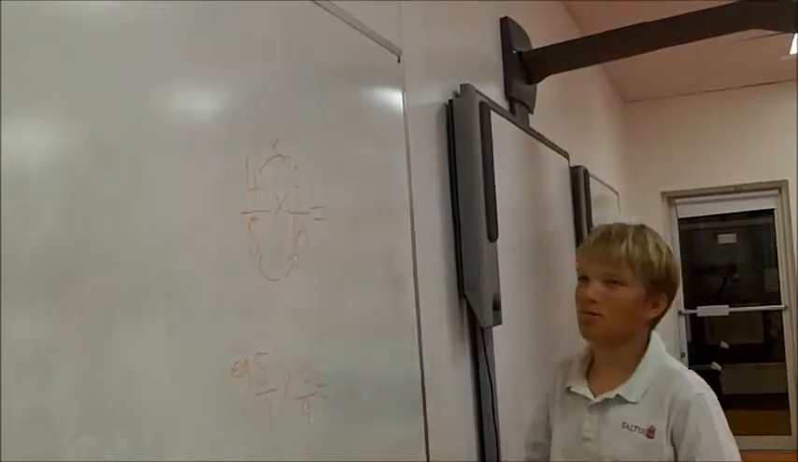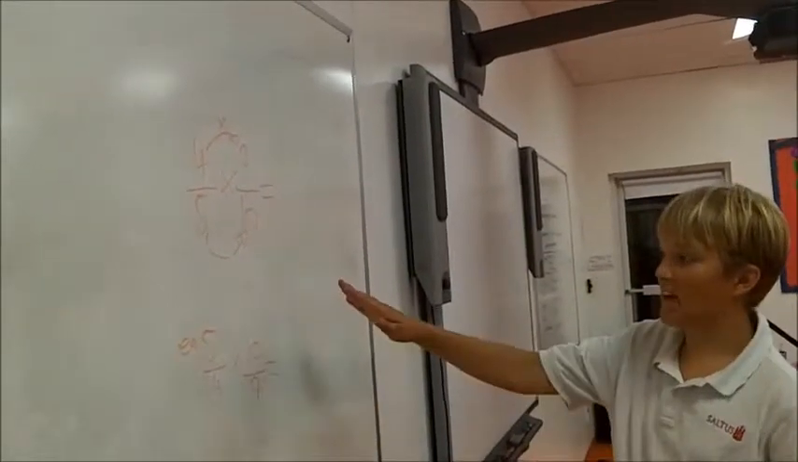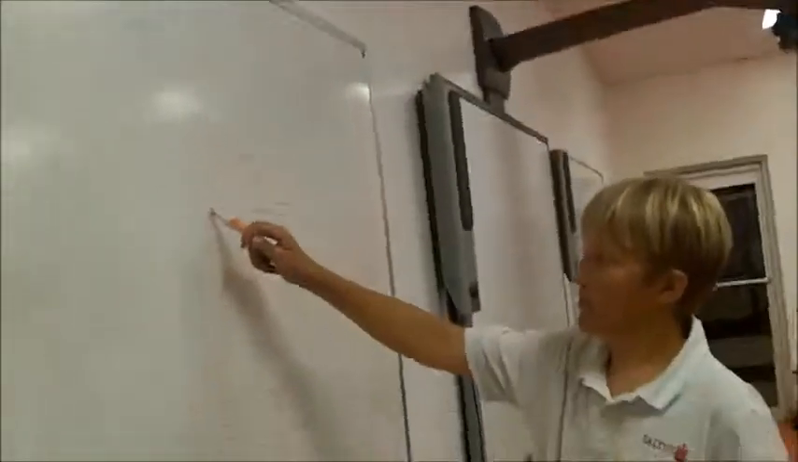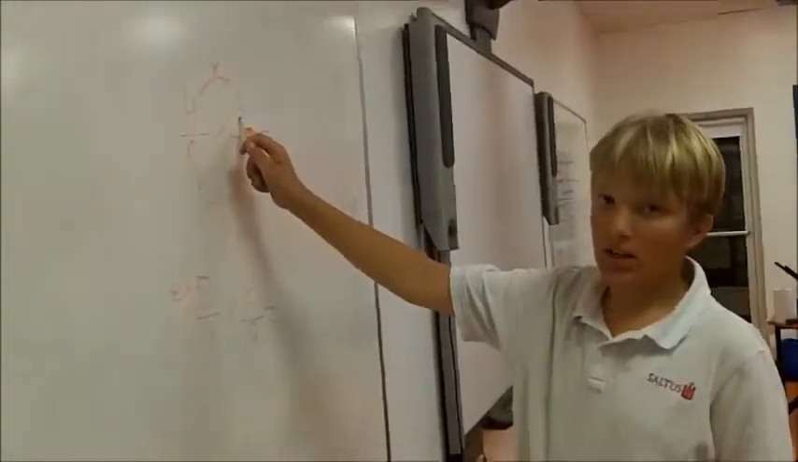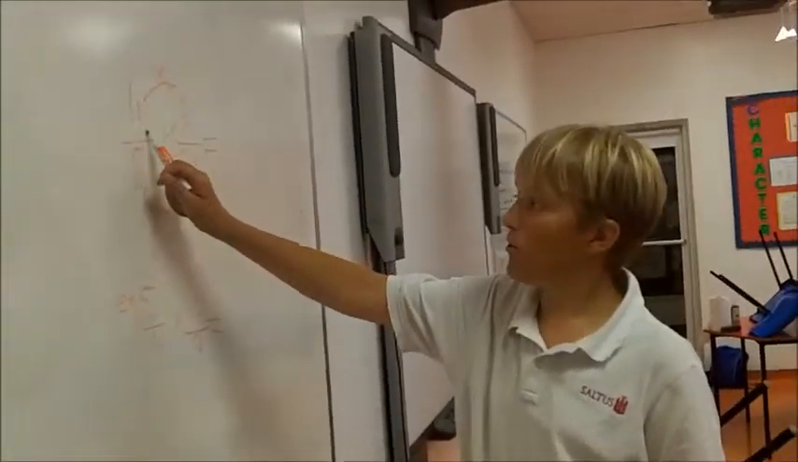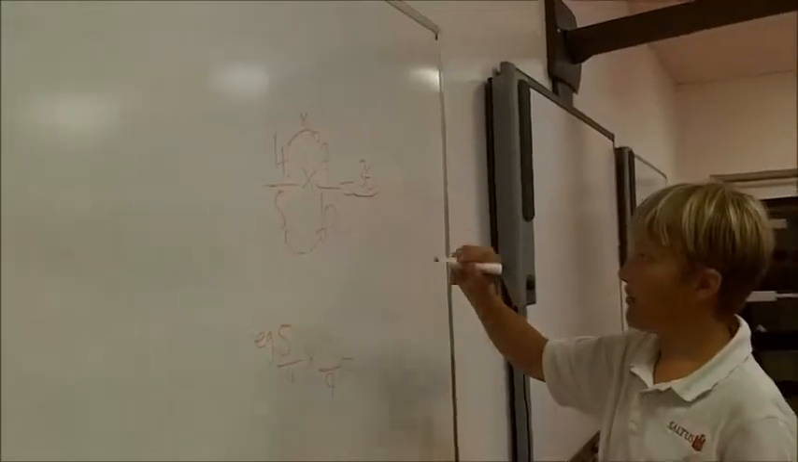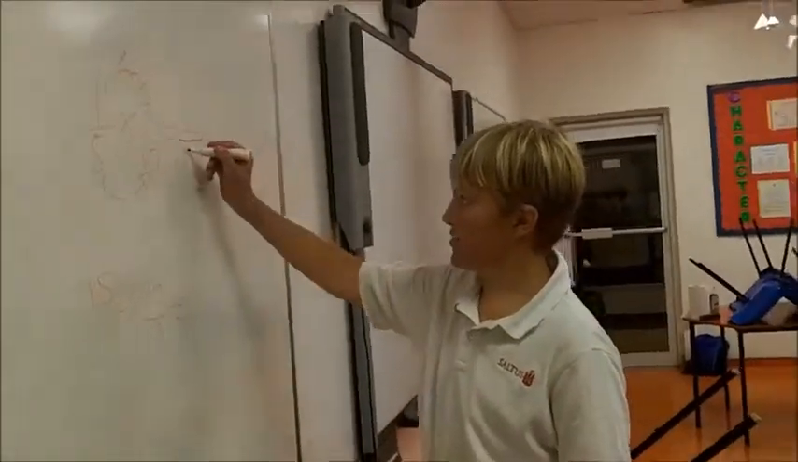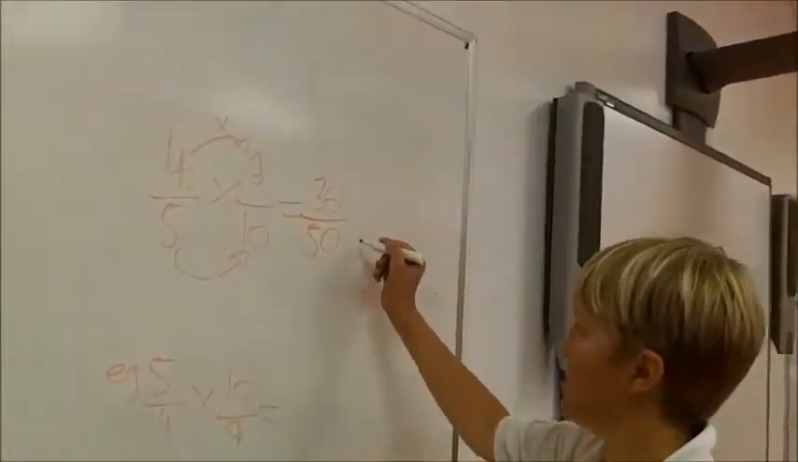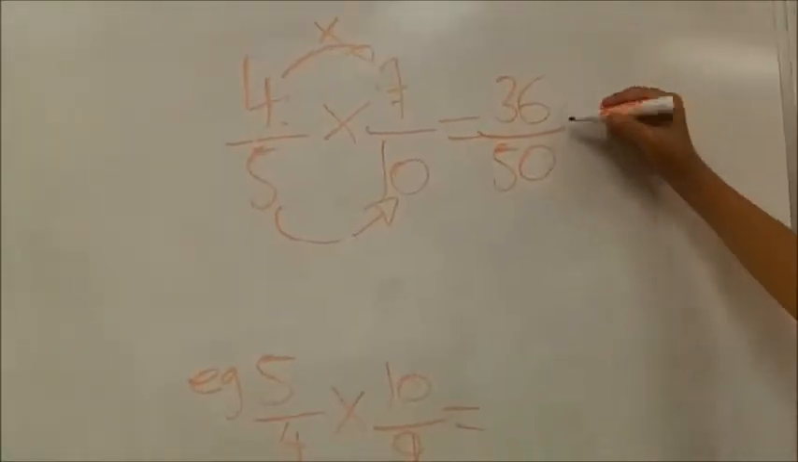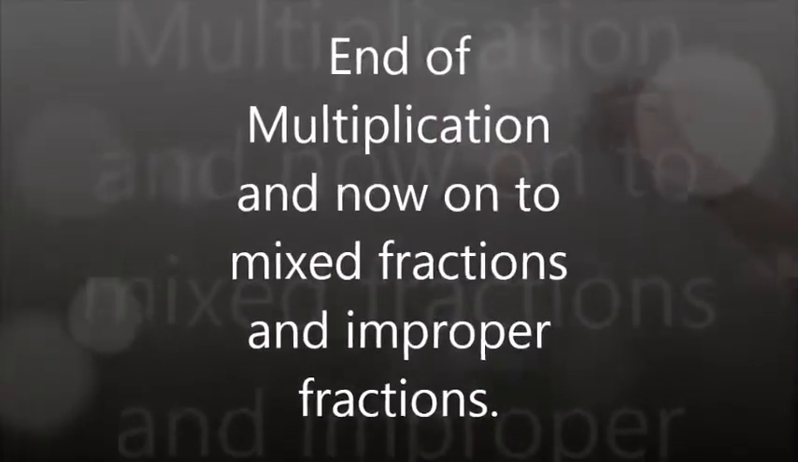So welcome to the second part of multiplication, where we have here a simple multiplication. So 9 times 4 equals 36. And then 5 times 10 equals 50. So that would be simple. And you cannot simplify it down.